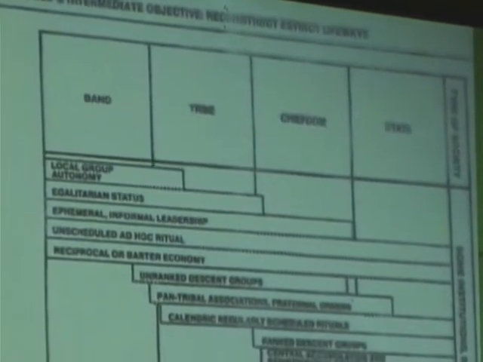This is taken from a typical anthropology text of locating the different levels of society, the band, the tribe, the chieftain, the state. And what we're looking at is this column over here.